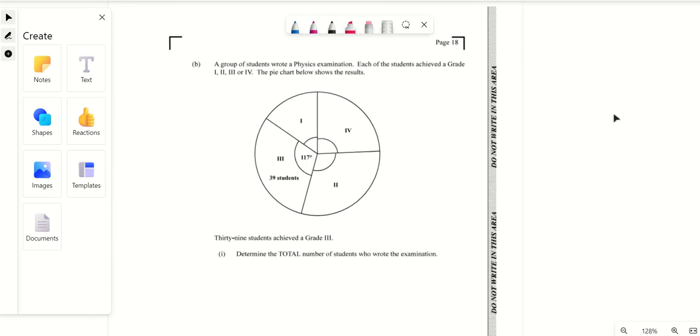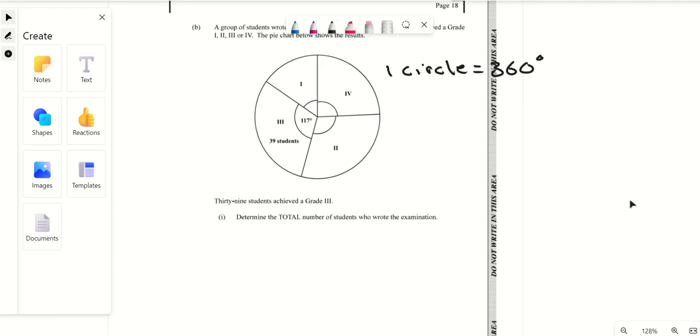Right, and then we're going to go down to this question. Now, this part is a pie chart, right? As I said, number 5 is statistics, and pie chart is one of them that you would have to learn. Now, with respect to a pie chart, the most important thing you need to remember is the degrees. One circle is equal to 360 degrees. That is the most important thing that you need to remember. Now, they said to determine students achieving grade 3.